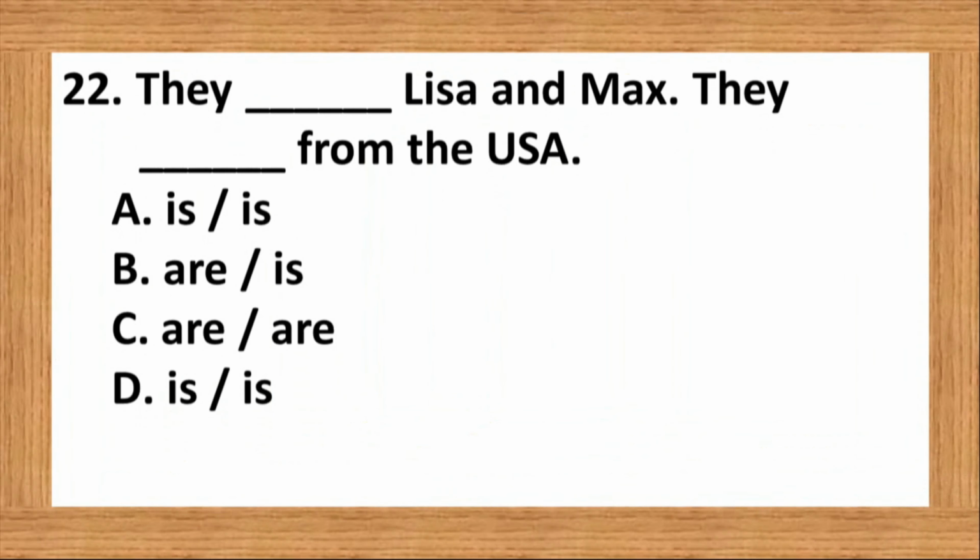22. They blank Lisa and Max. They blank from the USA. A, is. B, are, is. C, are. D, is.